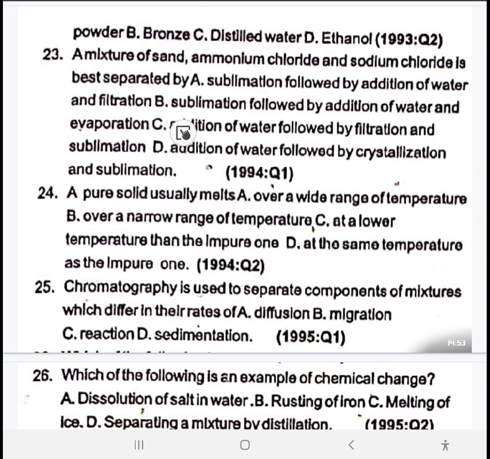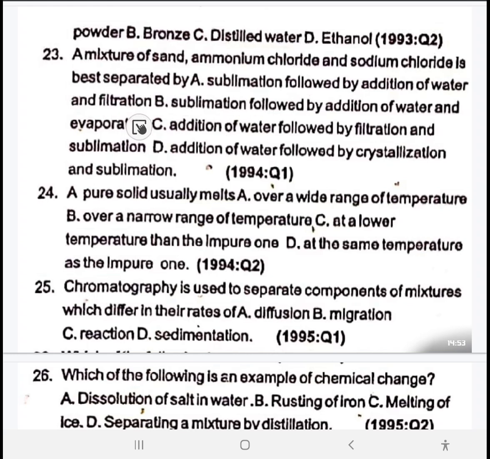This is a repeated question. Sodium chloride and sand. To separate these both, you first add water. Sodium chloride is your common salt. After you add water, you allow the mixture to stand and settle down. The sand goes down. If you test the water, it will be salty. You can filter the sand out, evaporate the water, and heat it. So it's filtration, evaporation, then sublimation.